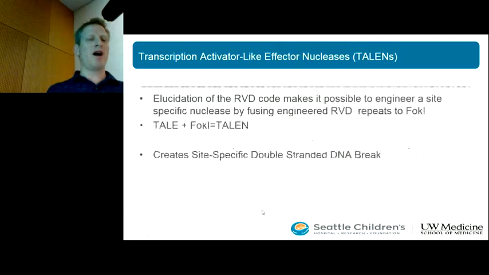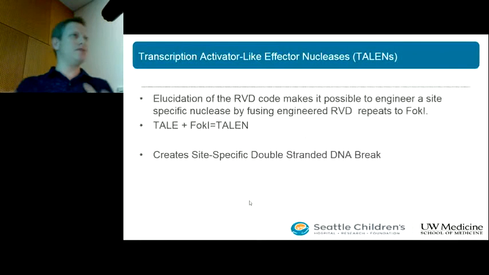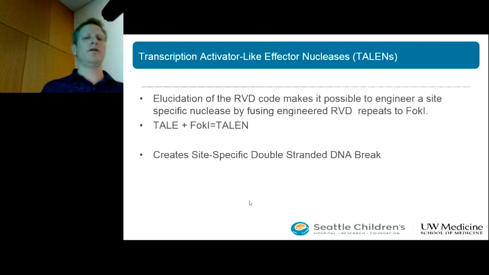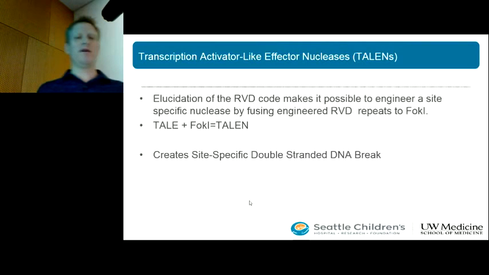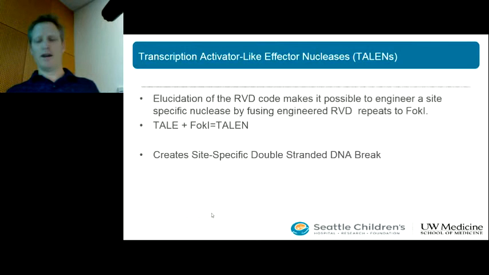When people figured out how the RVDs work, they were able to change just 2 amino acids in each domain. Then you can combine them together and make a very specific sequence that you want to target. Combine it again with FokI, the same restriction enzyme, and you get a TALEN. The end result of that is that you again create a site-specific double-stranded DNA break. Again, you break the DNA.